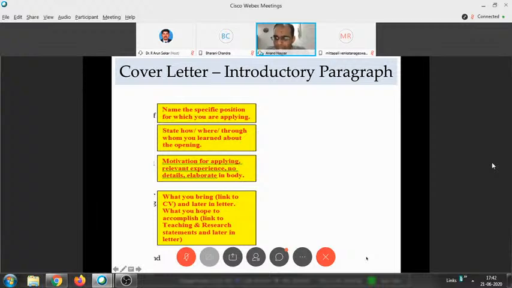On what parameters? How do you want to do the collaboration? So please mention it in the email. I'm going to show you a sample email also. State how you have learned about the opening. Very important: motivation, why you are motivated to apply for this job or any position. And after that, mention your CV, a brief CV.